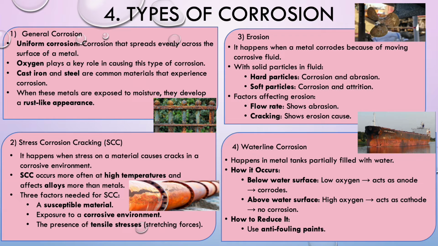Moving on to erosion. Erosion happens when metals corrode due to moving fluids, especially when the fluids contain solid particles. There are 2 types of particles in the fluid. First, hard particles, which cause corrosion combined with abrasion. And second, soft particles, which lead to corrosion combined with attrition.